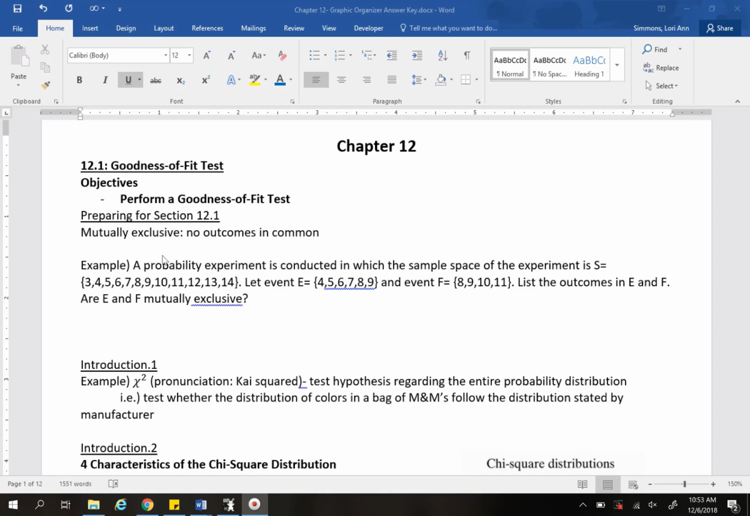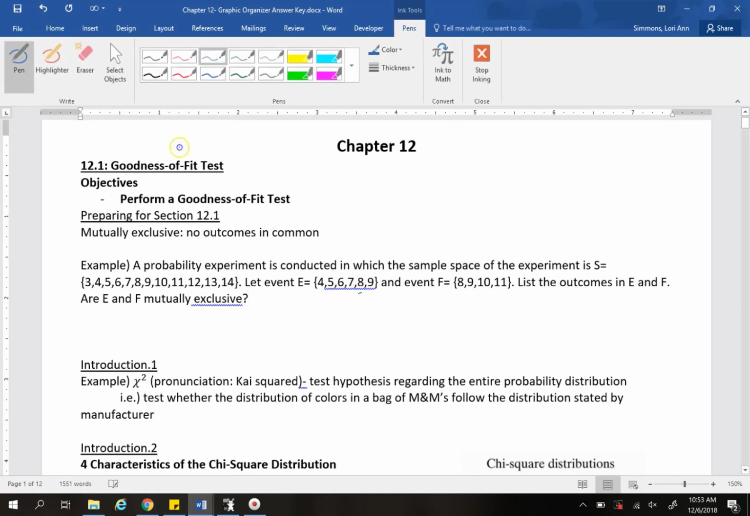List the outcomes in E and F. So what do event E and event F have in common? They both have 8 and 9 in common. So are they mutually exclusive? No, because they have 8 and 9 in common. So these are not mutually exclusive.